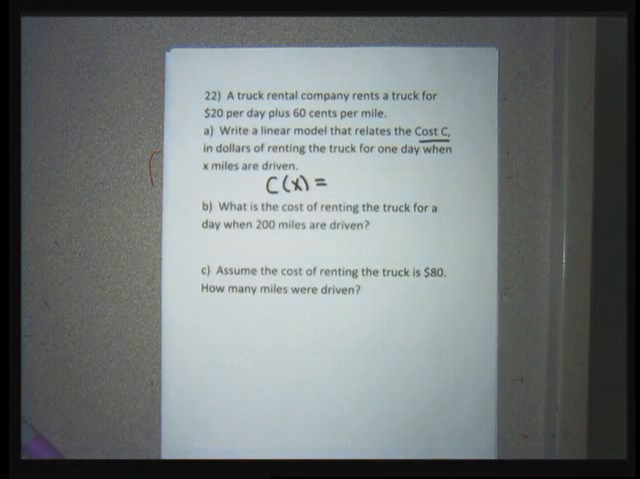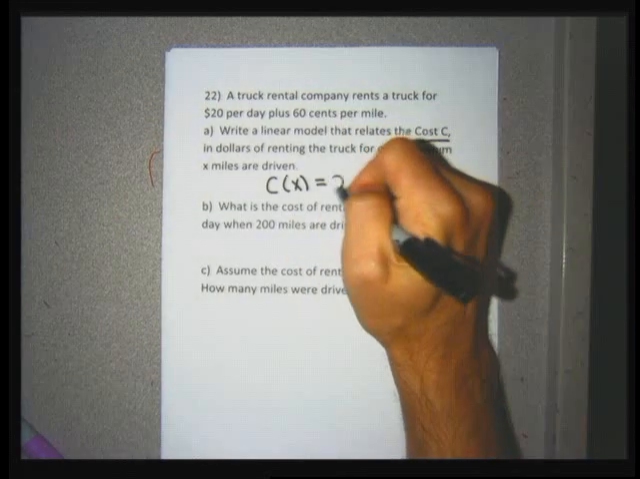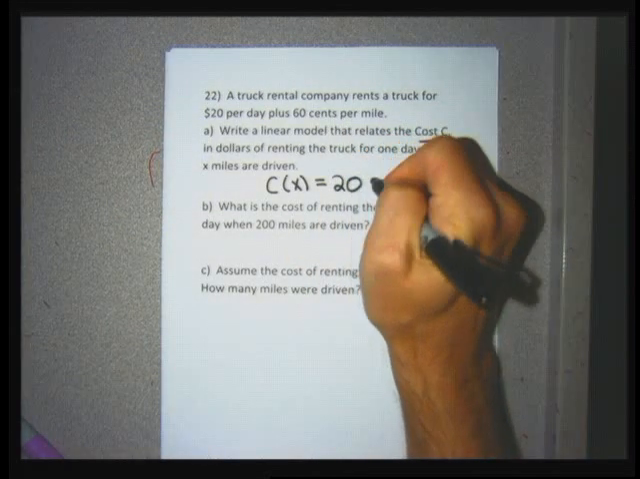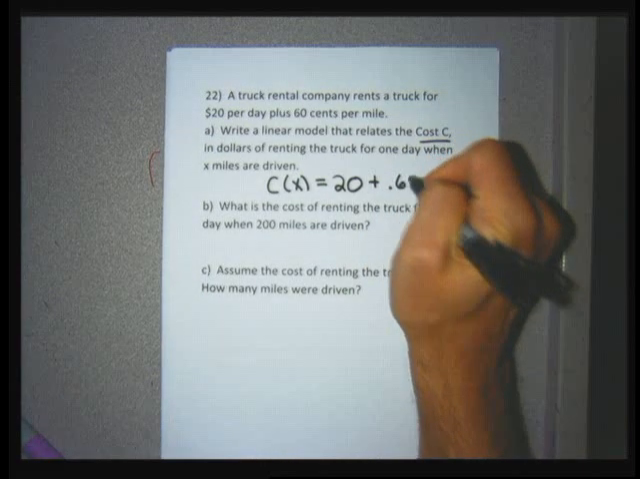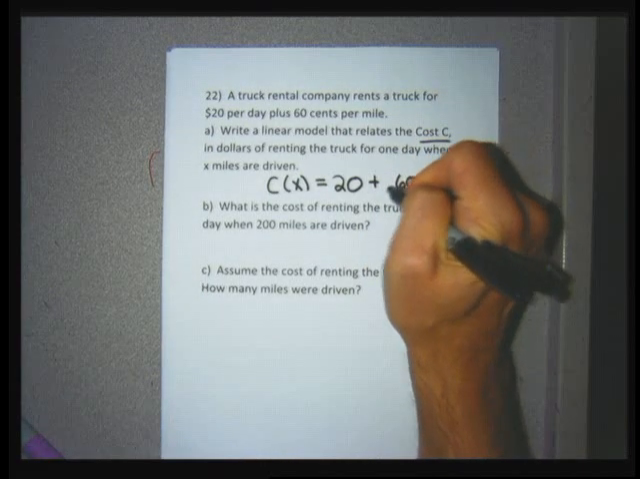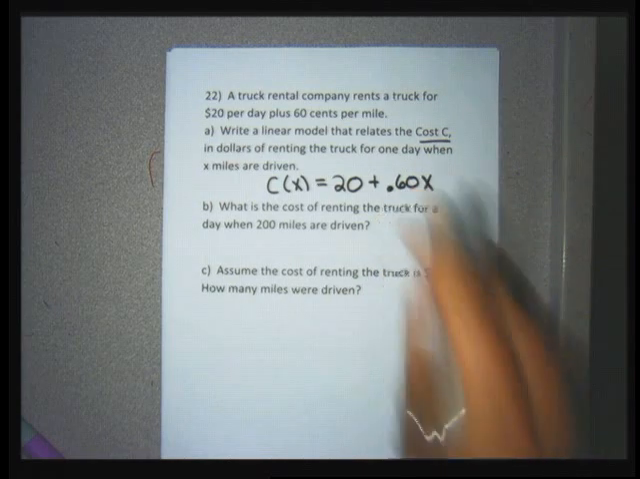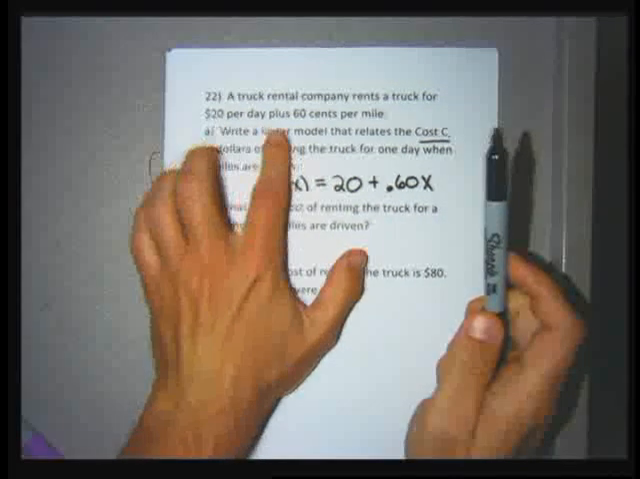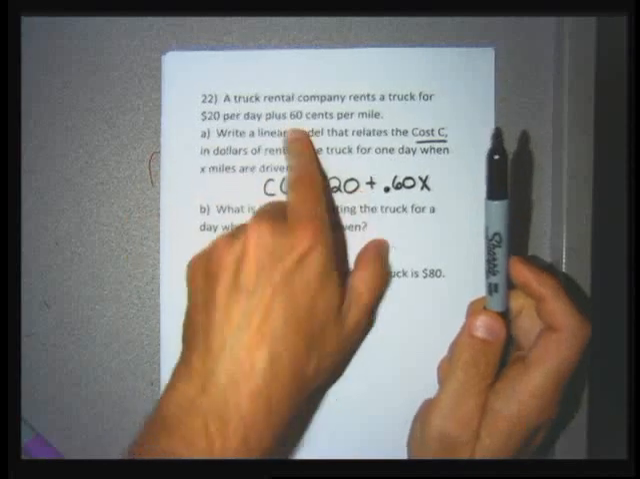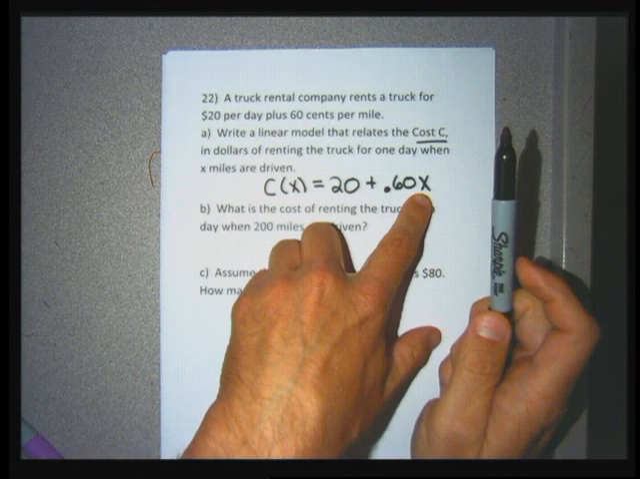And I'm going to write an equation of a line that's $20 per day. I'm only doing this for 1 day, so it's $20 plus the cost per mile. And the cost per mile is 60 cents, so 0.60 times X. If I did 60X, that would be $60 per mile. So this is the equation. It's right there, $20 per day plus, there's the plus, and then 60 cents per mile. The per I'm going to multiply by the number of miles.